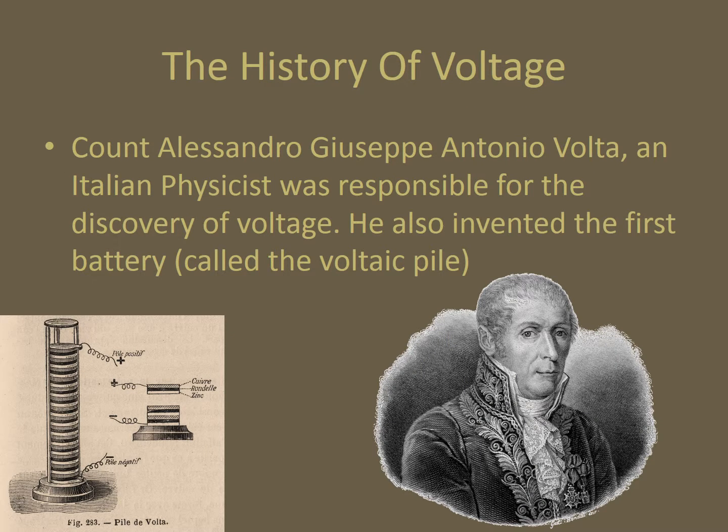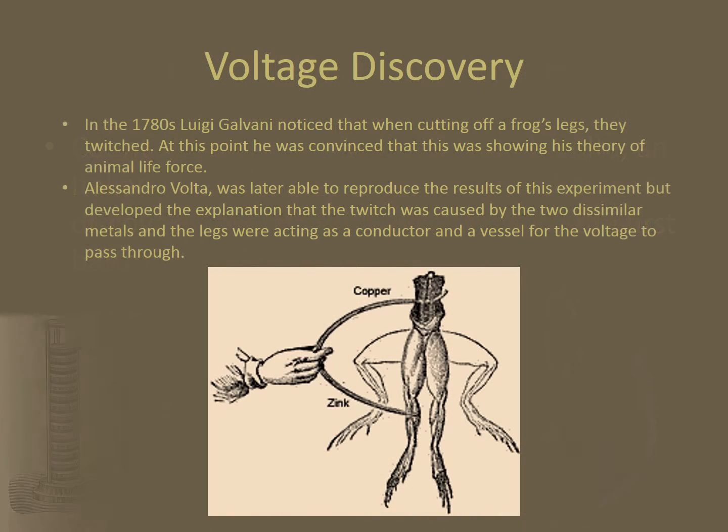The person responsible for discovering voltage was Count Alessandro Volta, who also invented the first battery. Well, to be a little more in depth, in the 1780s, Volta's colleague Luigi Galvani first noticed voltage when cutting off a frog's legs when the legs twitched. He thought, however, that this was showcasing his theory of animal life force at the time. Volta reproduced the experiments later on, and explained that this was voltage instead.